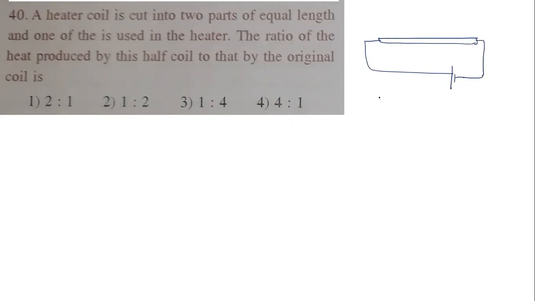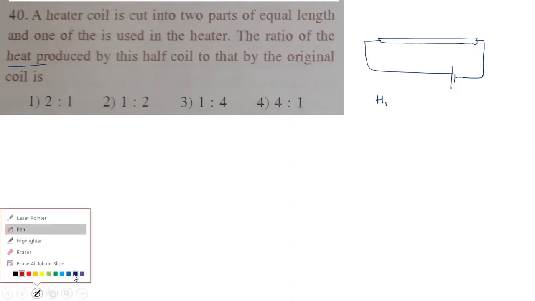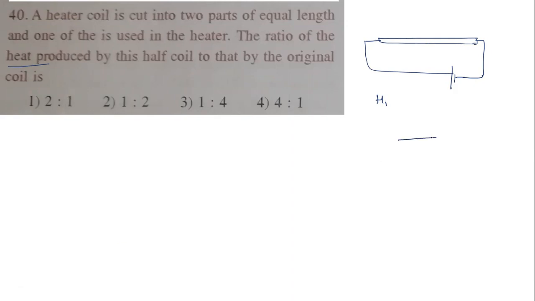Now some heat is going to be generated, let's say H1. They want to find the ratio of heat produced. Now we divide the wire into two equal parts, and one part is removed completely. Only the second half is connected, to the same battery. So here the voltage remains the same, because we are connected to the same battery.